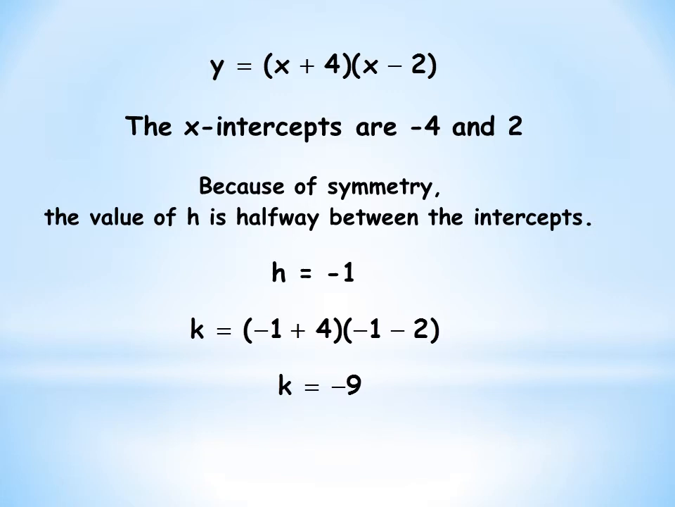I know the a value because it's right here in front of this parentheses in my equation. So in this case, my a value is 1. And so now I can write this in vertex form. Again, once it's in vertex form, we know how to graph it.